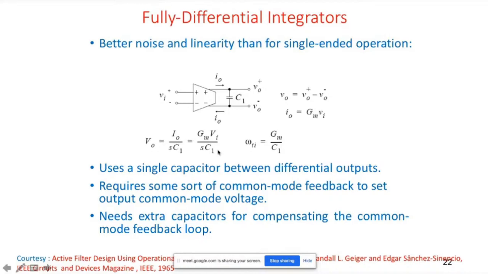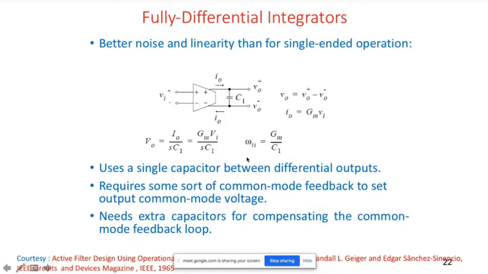The advantage now is that it will be double. That is, use a single capacitor between the differential inputs. Earlier it was required to have two. Now you have two currents, I0 and minus I0, so you have a double gm. The current is going to be more, so you will have better performance compared to single-ended. It needs an extra capacitance for compensating the common mode feedback loop. That means to set the common mode feedback voltage, you need an additional capacitance, which is not shown here.